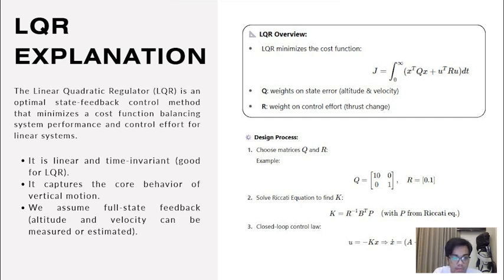Solve the Riccati equation to find K. So the second step is a complex algebraic equation, and its solution P is used to calculate the optimal gain matrix K. The third one is implement the closed-loop control law. Once we have K, our control input u is simply minus Kx. The feedback law then drives our system, resulting in the closed-loop dynamics of x dot equals (A minus BK) x.